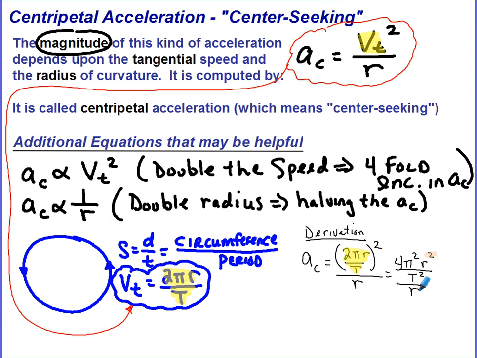We can cross off one of those r's in the numerator with that r in the denominator, and we get this nice equation, another equation that we can use to calculate the centripetal acceleration, 4 pi squared r over T squared.